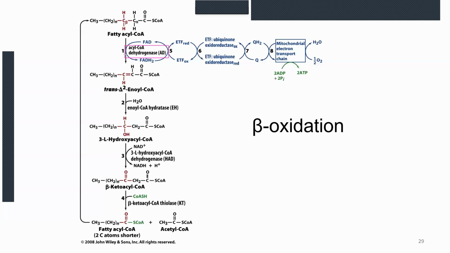So our first step is catalyzed by this acyl-CoA dehydrogenase. What we are doing is adding a double bond between our alpha and our beta carbons. In order to do that, we're generating this compound right here, known as FADH2. This is taking place in the mitochondria. That FADH2 is something that will feed into the mitochondrial electron transport chain.